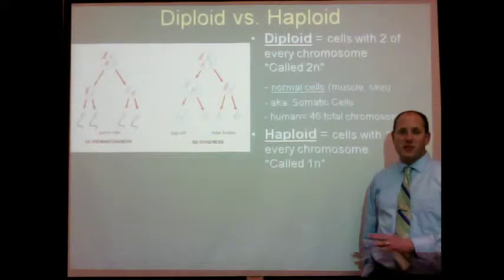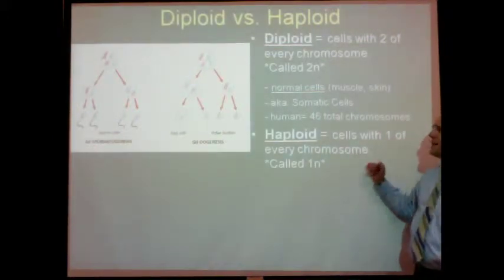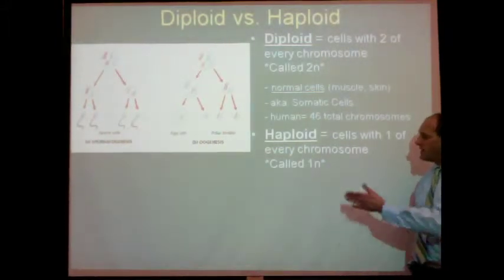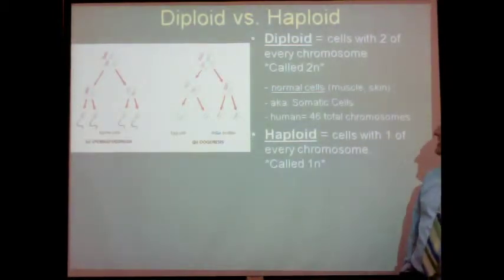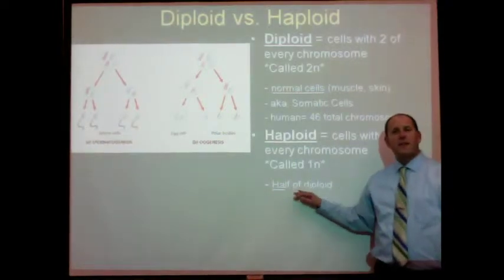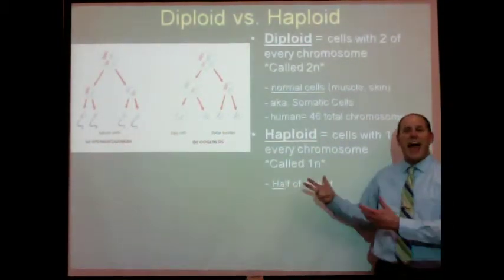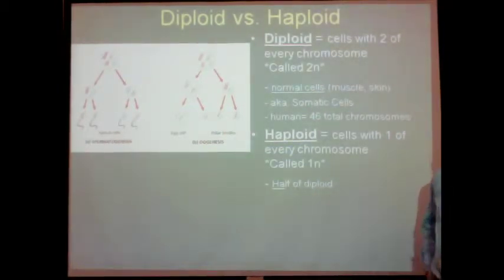Our haploid cells, write down haploid on the left side of that line, these are cells with 1 of every chromosome. So this is different. These are called the 1N. One way to remember this term haploid cells is that they are half of a diploid. So that HA in haploid and the HA in half. They have half of the number of chromosomes that are in a diploid cell.